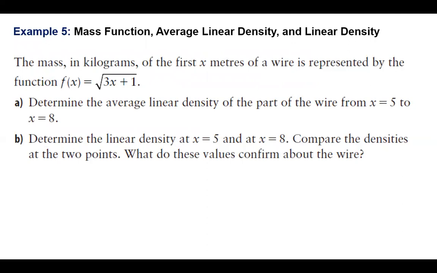First, the mass in kilograms of the first x meters of a wire is represented by the function f(x) equals square root of 3x plus 1. There are two questions. A, determine the average linear density of the part of the wire from x equals 5 to x equals 8. B, determine the linear density at x equals 5 and at x equals 8. Compare the densities at the 2 points. What do these values confirm about the wire? Again, I'll give you 5 minutes to have a look at the question first. You can start now.